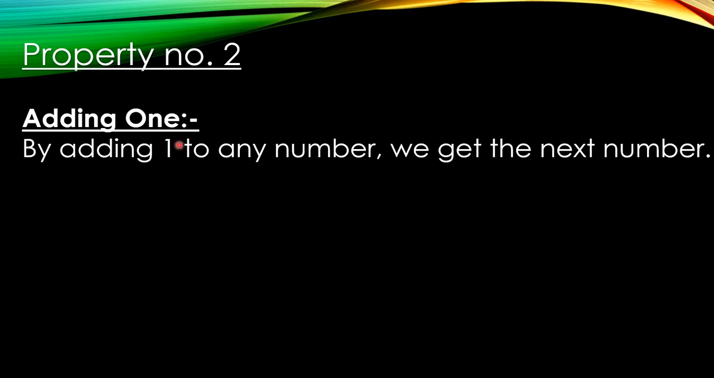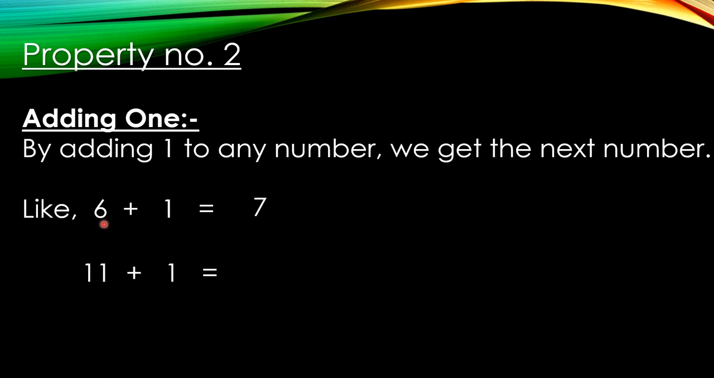Now property number 2, adding 1. When we want to add 1 to any number, अब हम क्या नंबर ऐड कर रहे हैं बेटा, 1. कोई भी नंबर जो हमें दिया हुआ है, अगर हम उसमें 1 ऐड कर रहे हैं, we get the next number in our counting. जो हमारी काउंटिंग का नेक्स्ट नंबर होगा, हमें वो मिलेगा. Let's see how. If we want to add 1 to 6, तो 6 का नेक्स्ट नंबर क्या होता है बेटा, that is 7. So our answer is the next number.